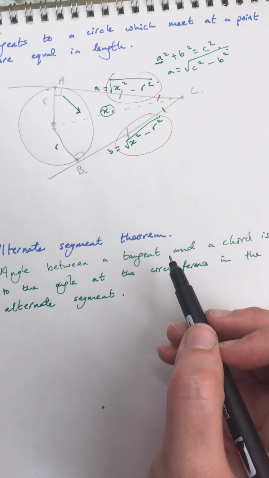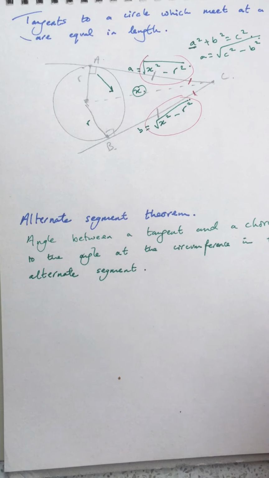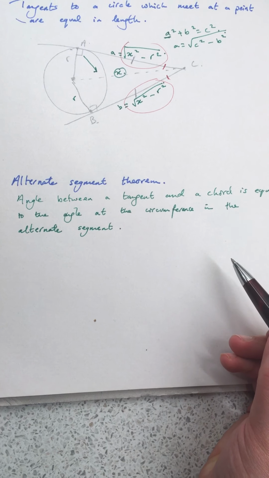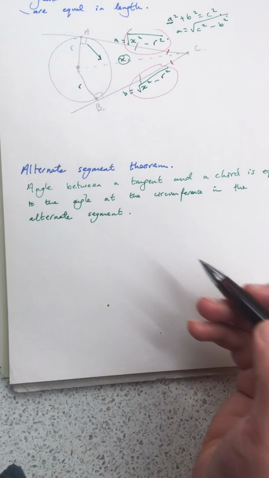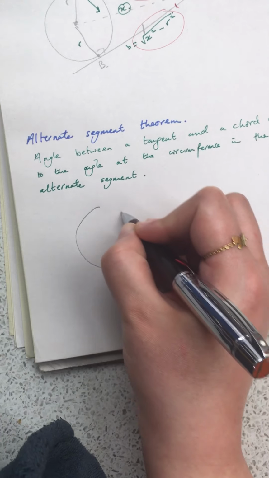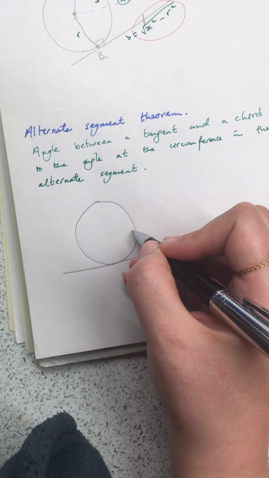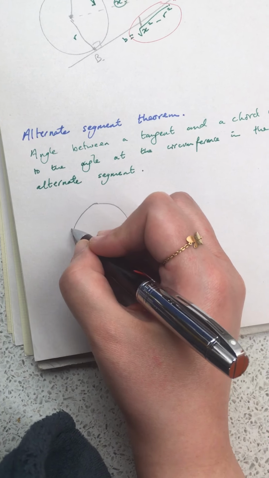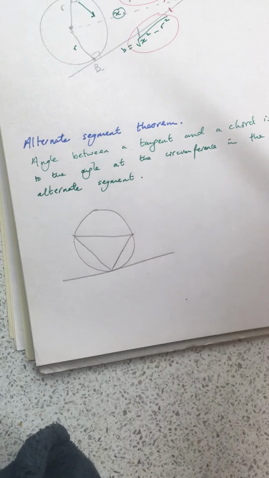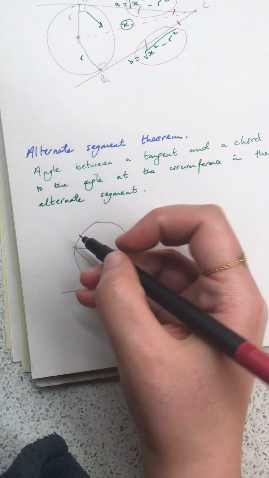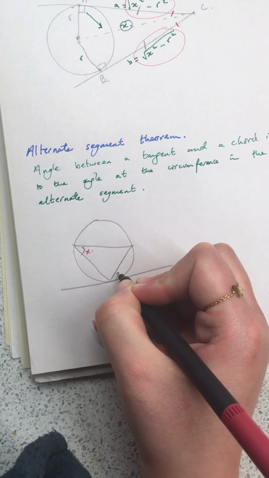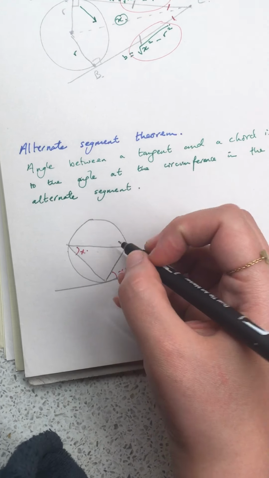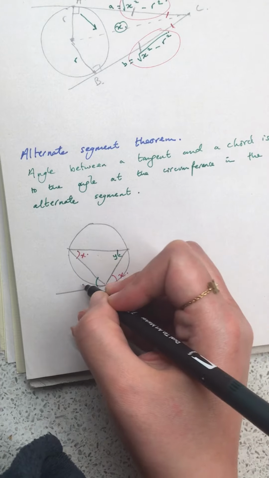The next one, the alternate segment theorem, says the angle between a tangent and a chord is equal to the angle at the circumference in the alternate segment. So that means if I have a circle and a tangent, and say I have a chord like this and another chord like that to form a triangle, this angle here, if I label that x, then the alternate angle is the same as it, and this is also x. If I have y, the alternate angle here, that would be y.